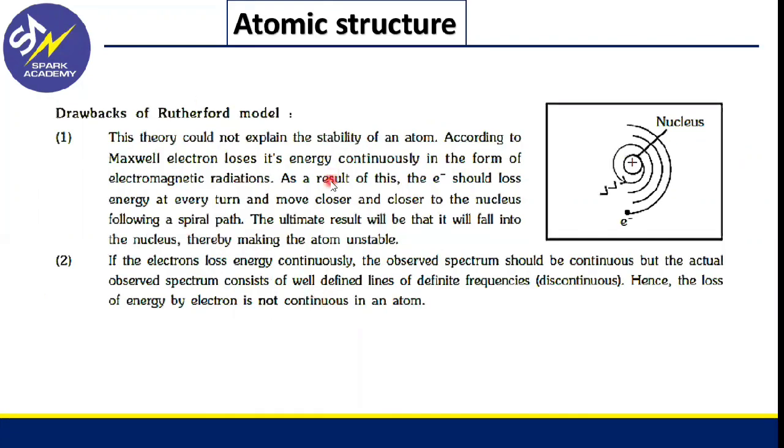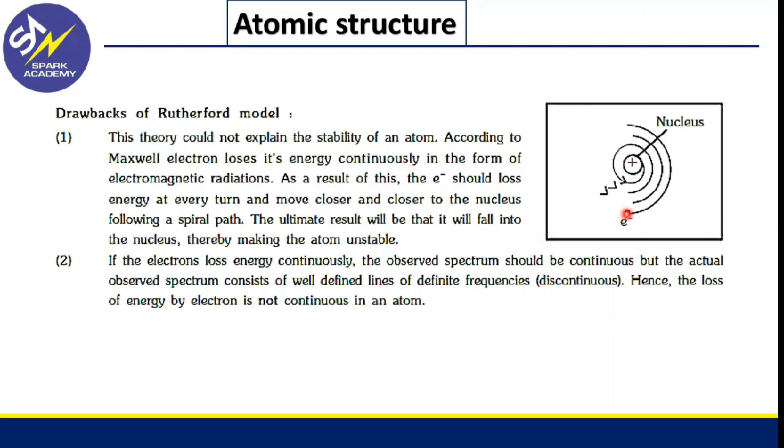Since this is similar to a solar system, what were the drawbacks? He said that the electrons are in motion around the nucleus of the atom. According to Maxwell, if the electrons are constantly rotating, they will lose their energy in the form of electromagnetic radiation, because electrons can give off electromagnetic radiation. So they should have released their energy completely, moved closer and closer, and ultimately fallen into the nucleus.